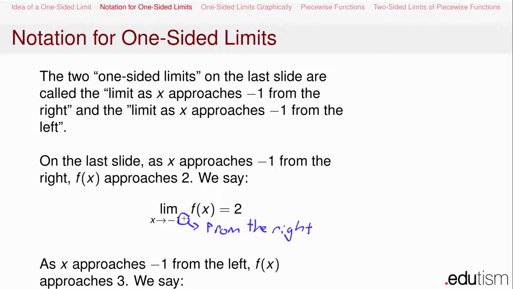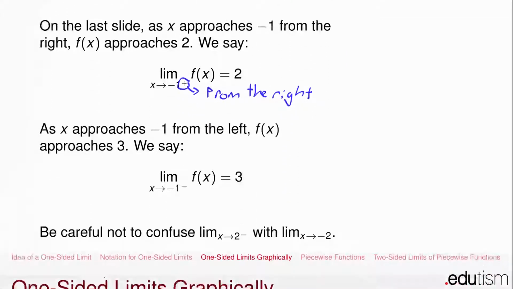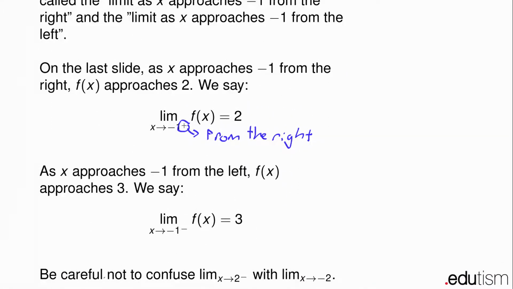The reason plus means from the right is that plus means bigger, and if we're a little bit bigger than -1, we're approaching it from the right. As x approaches -1 from the left, f of x approaches 3. Again, we saw that from the graph. If we want to write that out using notation, what we say is that the limit as x goes to -1 from the left of f of x equals 3. That minus sign tells us that we're approaching -1 from the left.